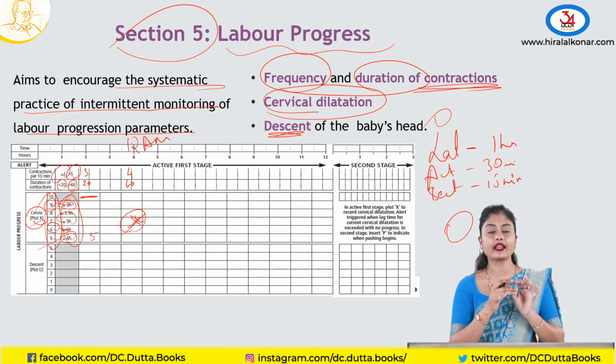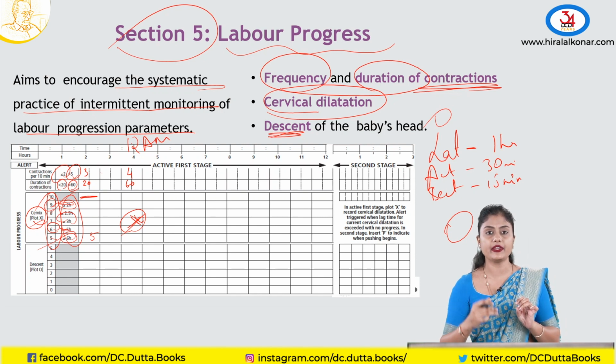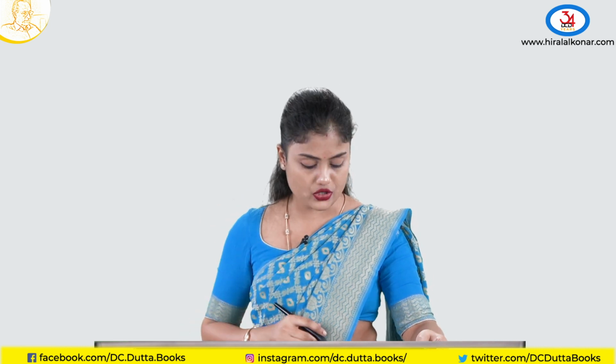So this is the cervical dilatation you will check, and then finally you will check for the descent of the baby or the station of the baby, and you will plot it as O. What is the station of the baby?